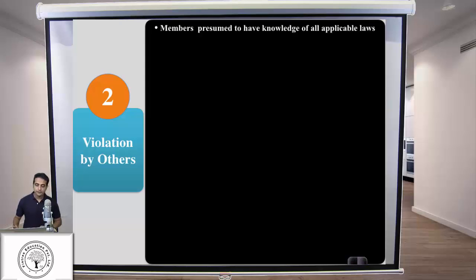So let's read through this. Members are presumed to have knowledge of all applicable laws. So it works like this. Let's say that you are drunk and you're driving. You get caught by the police and he says that you're in violation. Now he's going to, let's say, send you to jail for a month. You cannot argue saying that I did not know this. So if you're working in this industry, you're supposed to have knowledge of all the relevant law. You can never defend yourself by saying I was not aware of it. You're supposed to be aware of it.